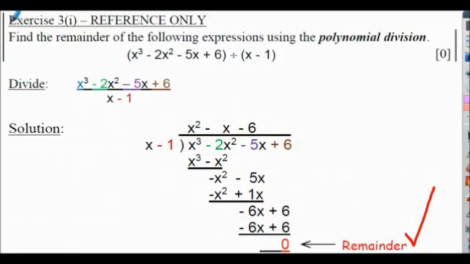Here's exercise 3 part 1, shown solved using polynomial division. I'll let you review the polynomial division process at your own pace, but again the remainder is shown to be 0.